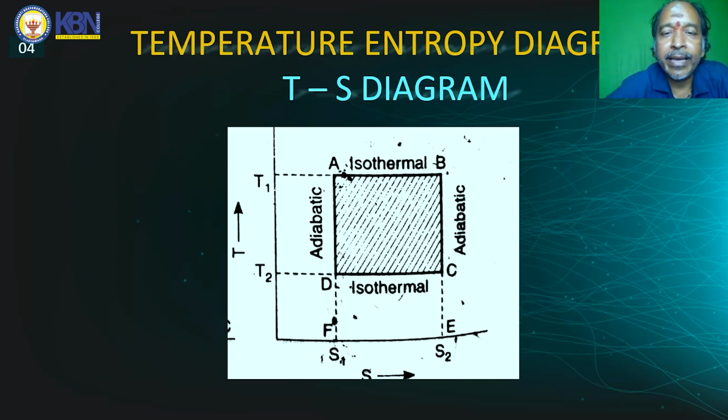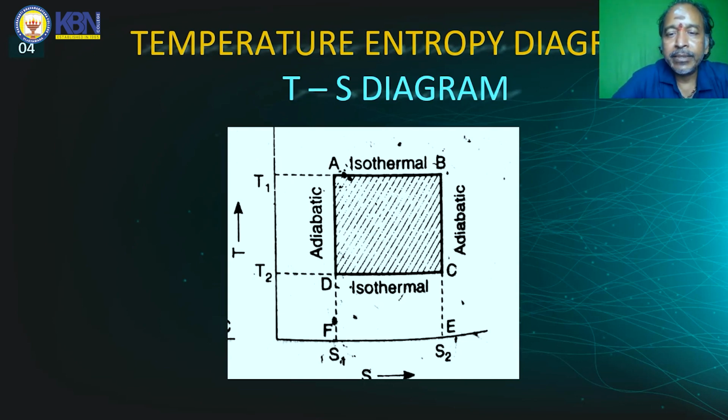Here the TS diagram for Carnot's engine is a rectangular shape, AB, BC, CD and DA, and these are the four operations: isothermal expansion, adiabatic expansion, isothermal compression and adiabatic compression. In isothermal expansion along AB, the working substance is placed on the source and work is done by the system. The temperature is constant at T1, but the absorbed heat energy is Q1, so entropy increases from S1 to S2 while temperature is constant, so it is a horizontal line AB.